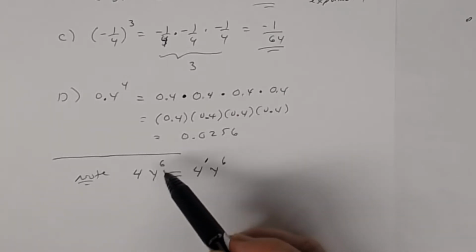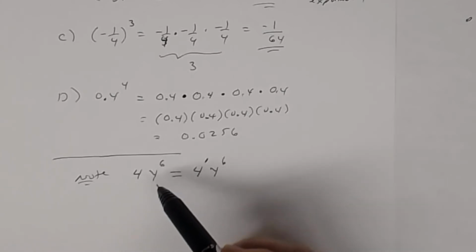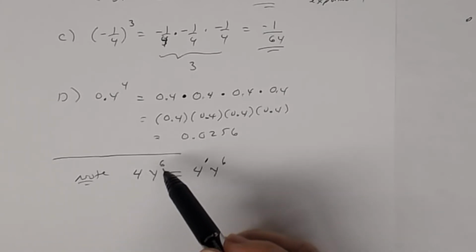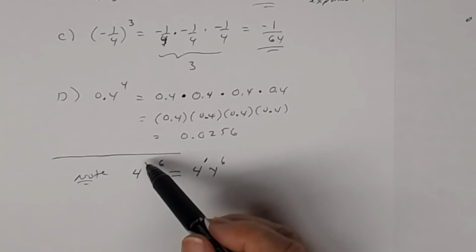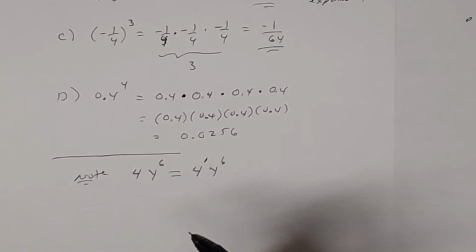So some students make the mistake and think that 4y is being raised to the 6th power. 4 is to the 6th and y is to the 6th. That's not true. 4 is being raised to the 1st power. Y is the one that's being raised to the 6th. All right, so be careful as we go through these lessons.